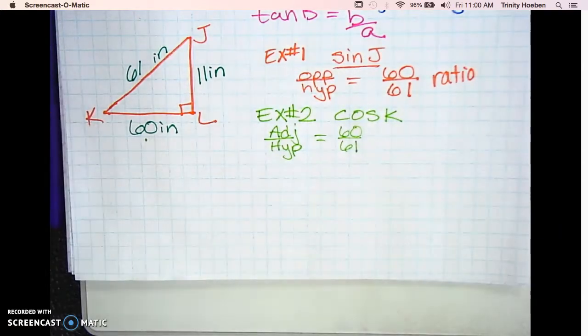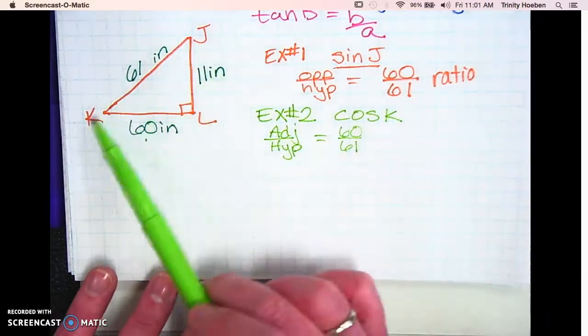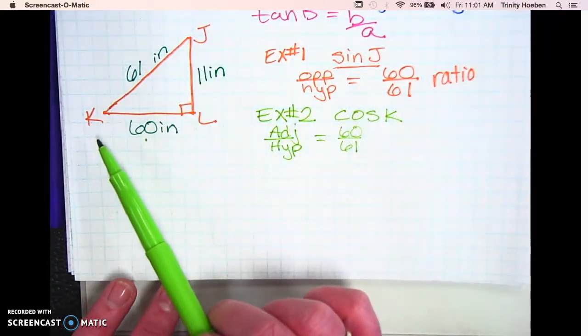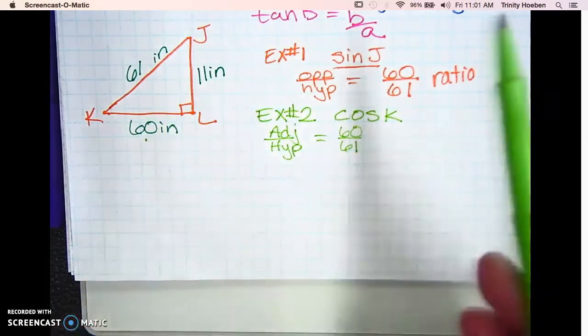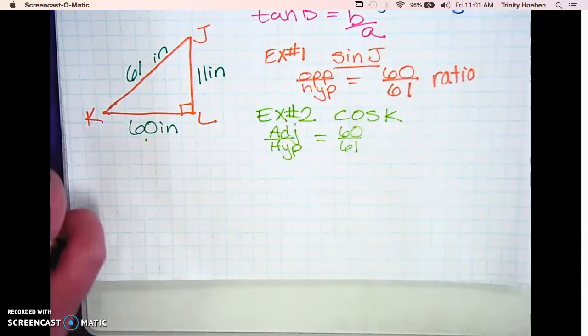Notice that the answer to example number 1 is the same as the answer to example number 2. That's okay, right? Because we started with different angles. And at some point, you're going to have repeating things, okay?